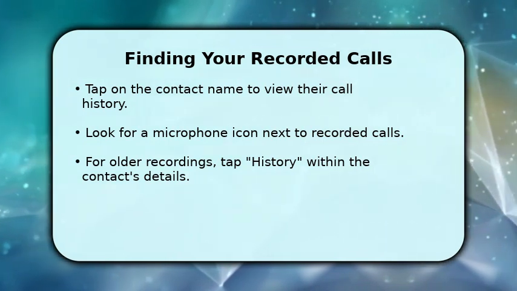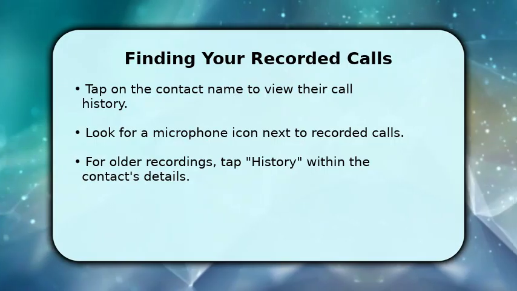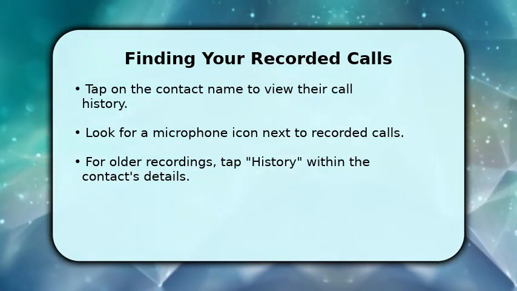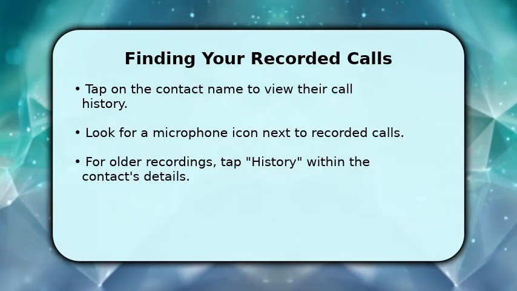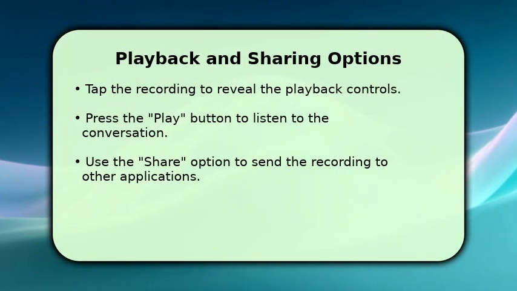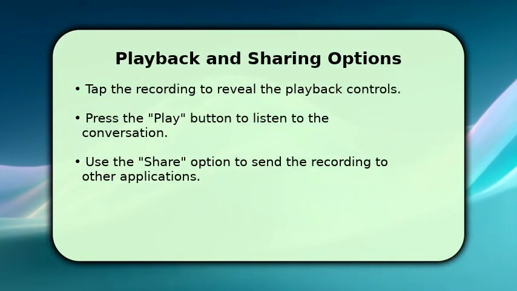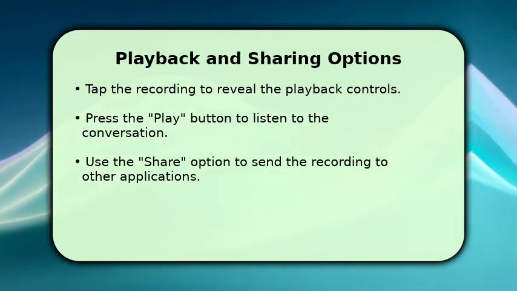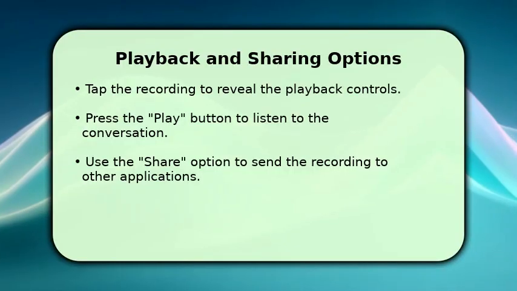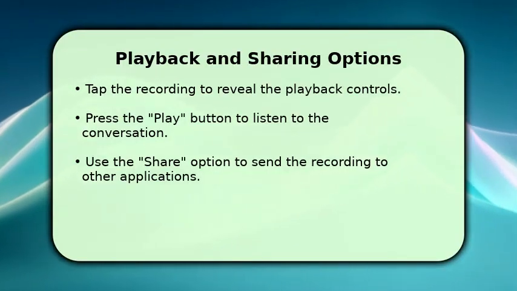If you're searching for an older recording, you might need to tap on History within that contact's details to see all past interactions and find the desired recording. Once you've located the recorded call, tap on it. This action will bring up the playback controls, including a prominent play button. Simply tap play to listen to your recorded conversation.